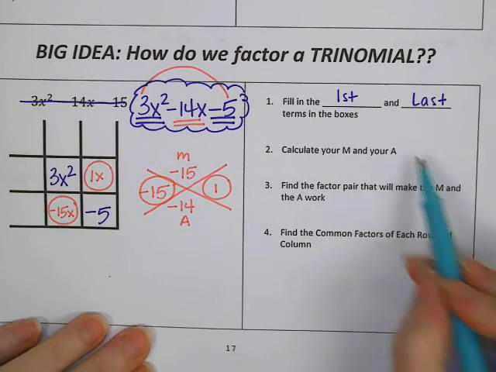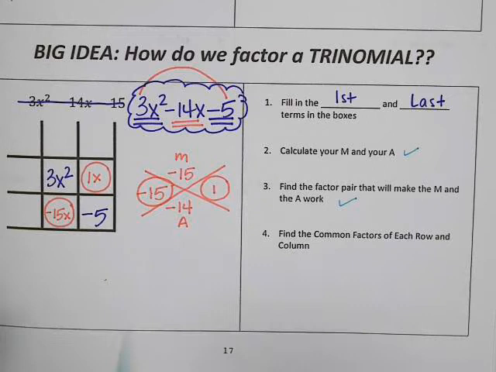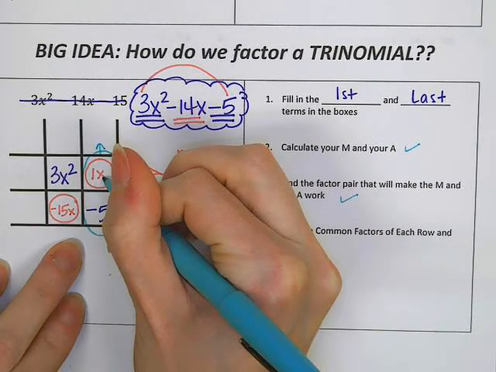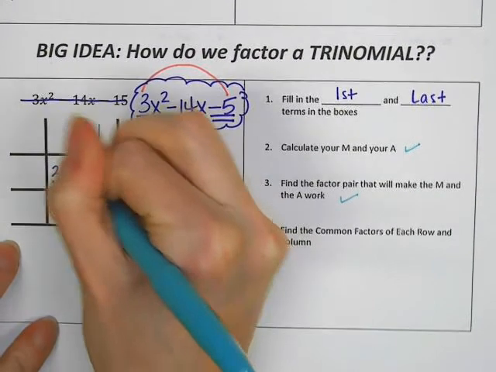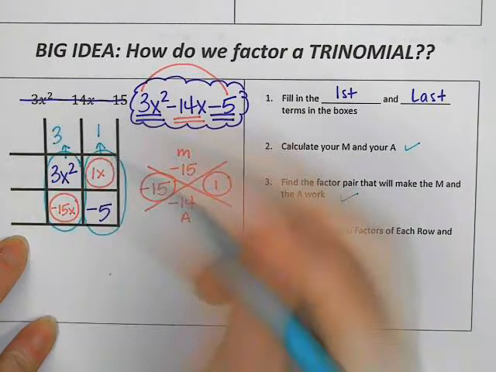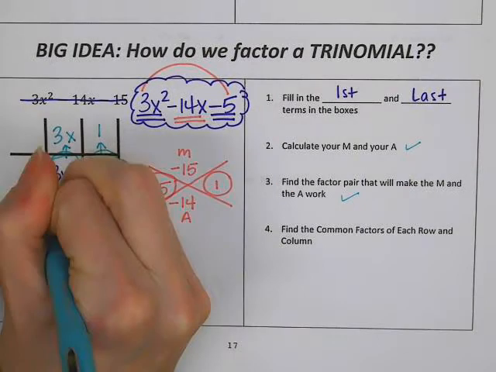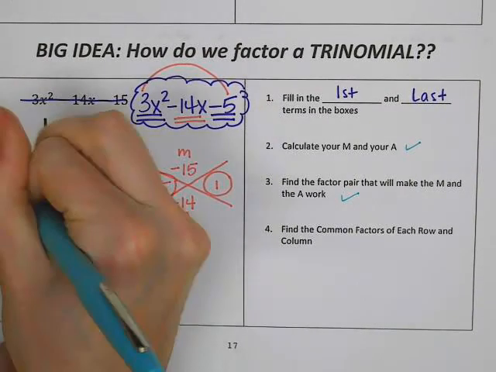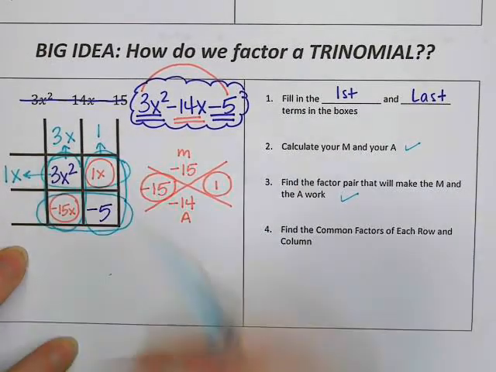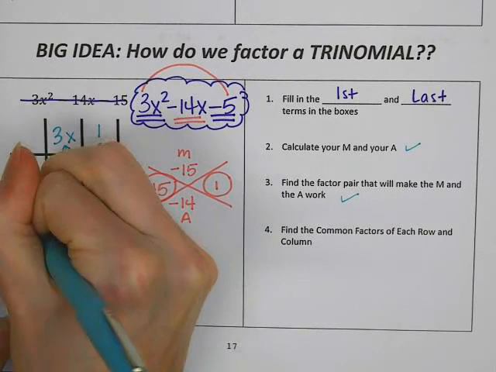Okay, so we already did this and this. Now find the greatest common factors of each row and column. Okay, so the GCF of this column out of 1x and -5 is just 1. The GCF of this column out of 3 and -15 is 3, and they both have an x. And then out of this row, the GCF of 3 and 1 is 1, and they both have an x. And out of this row, remember, if the first one is negative, you need a negative. And out of 15 and 5, the GCF is 5.